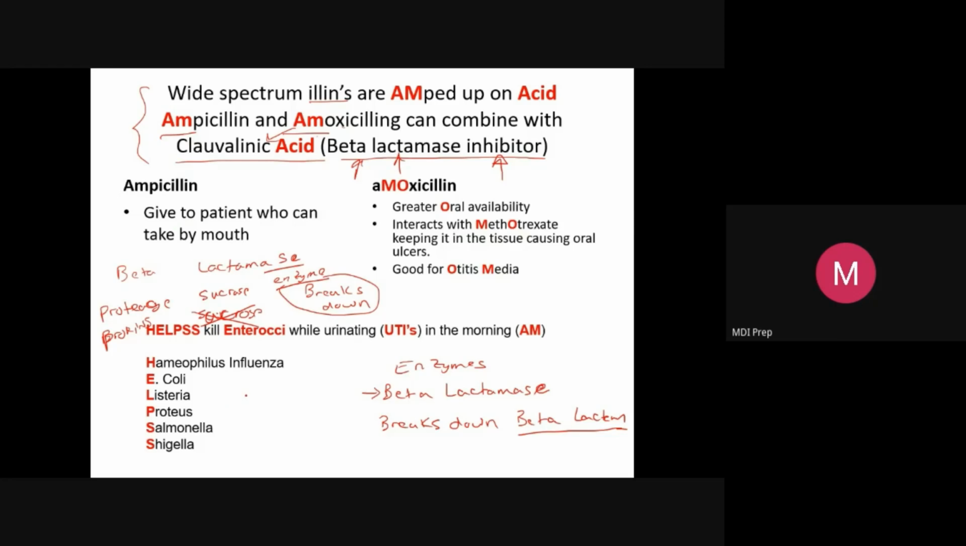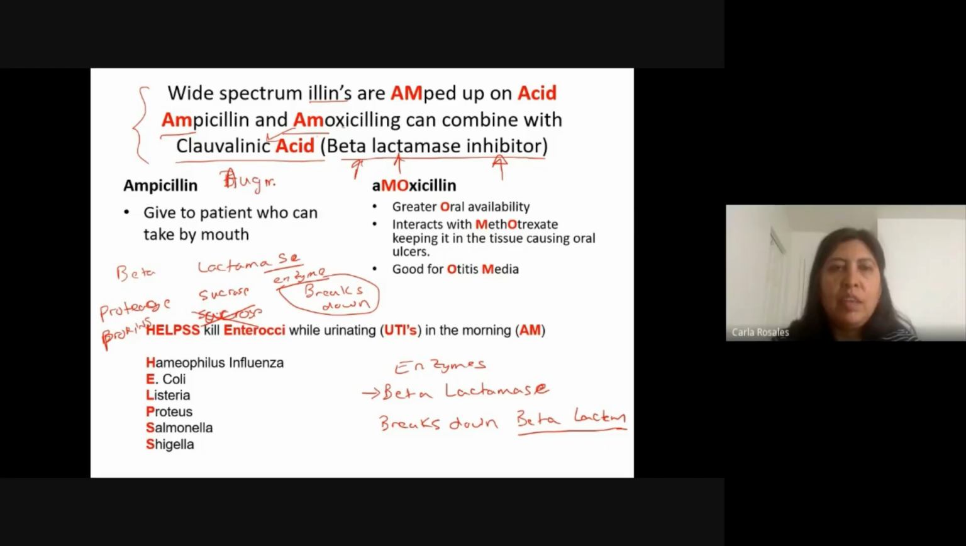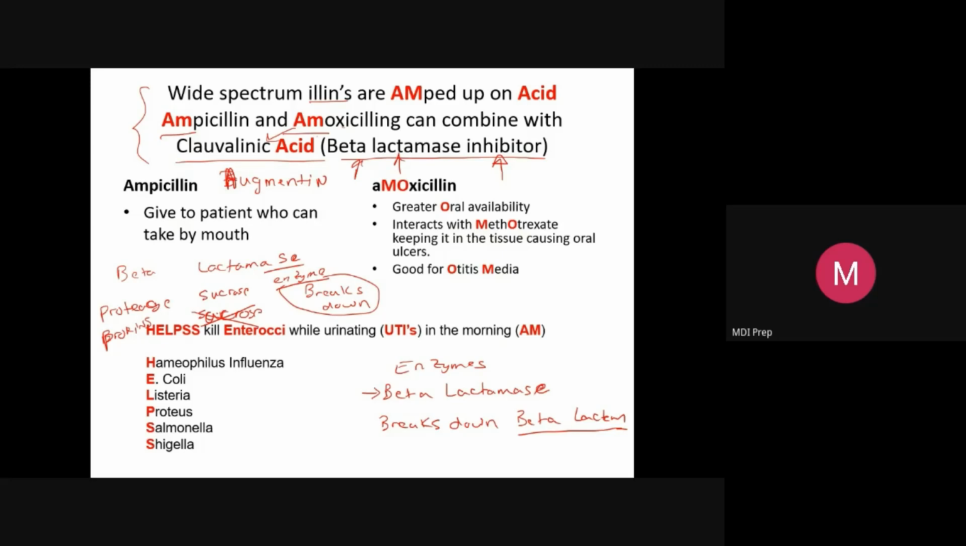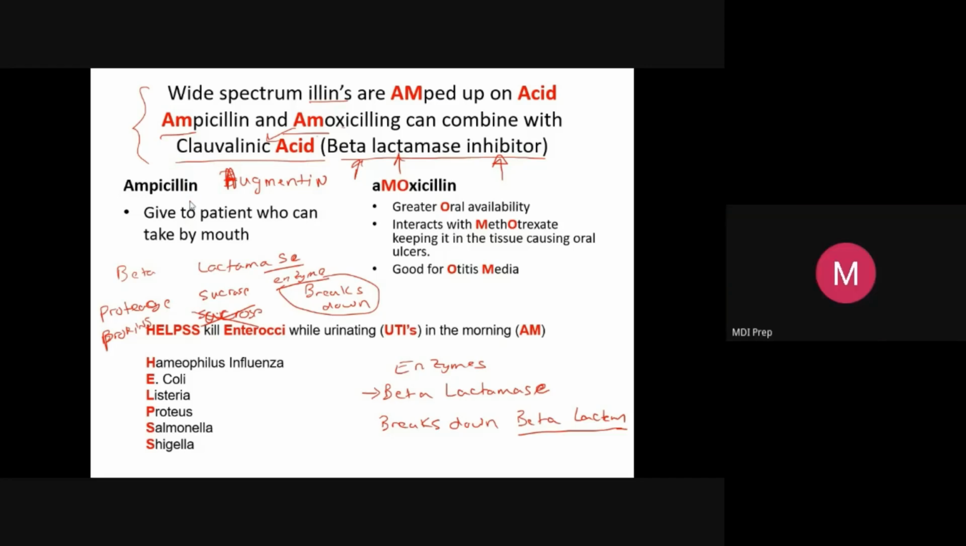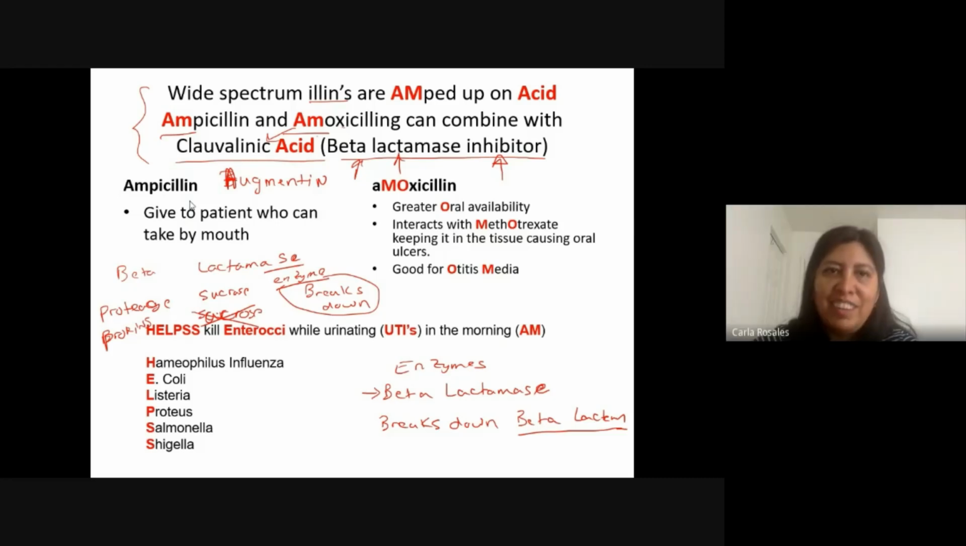So whenever you do that, you have something called Augmentin. Have you ever heard of Augmentin? Yes. Augmentin is just amoxicillin combined with clavulanic acid. Now you understand the mechanism, because they have the beta-lactamase inhibitor. That's right.